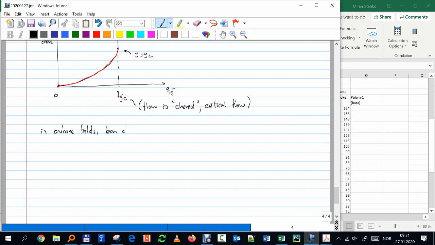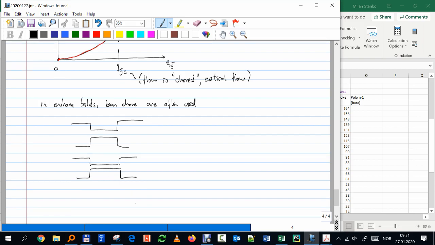Bean chokes, called bean choke, are often used. Where I change simply a bigger choke will be like that. A smaller choke will be like that. An even smaller choke will be like that, but I have to go and change it. So if I want to achieve my plateau, I have to go every 2 weeks or every month or every 6 months.